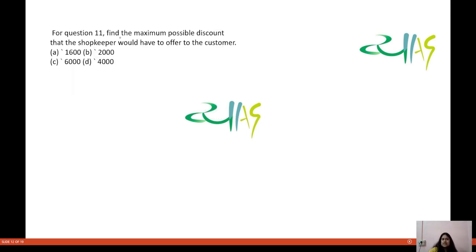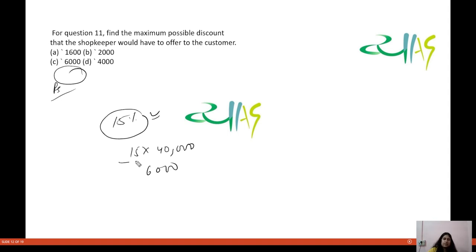Now it is asking to find the maximum possible discount that the shopkeeper would have to offer the customer. So obviously this is rupees 6,000. I already told you, if everybody is asking for this 15% discount, then 15% of 40,000 is 6,000.